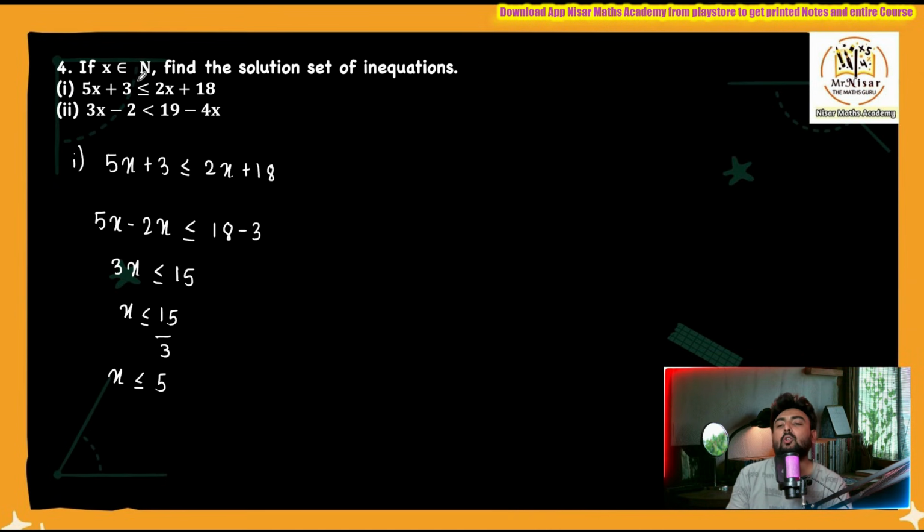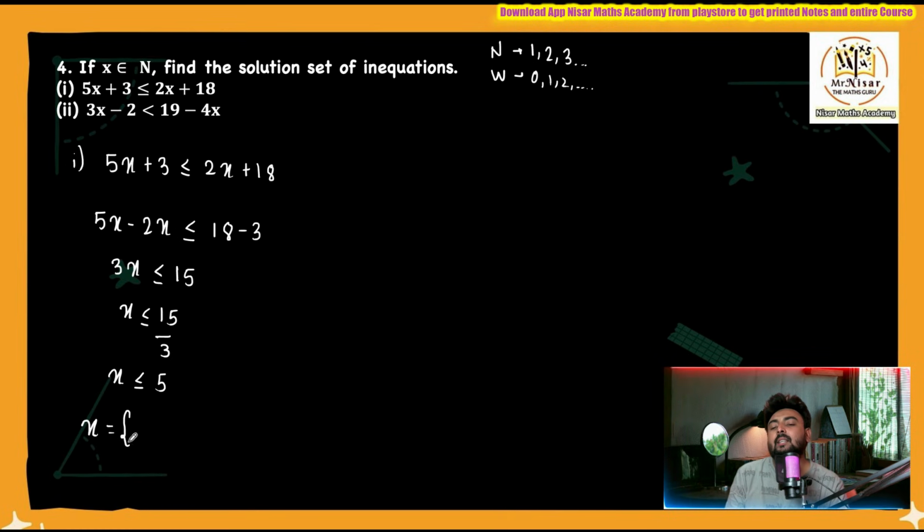And your x belongs to natural numbers. Now see, you should be aware of natural numbers and whole numbers, children. Natural numbers start from 1, 2, 3 and so on. Whole numbers start from 0, 1, 2, 3 and so on. So now x belongs to natural numbers. What will be the values of x? The values of x should be less than or equal to 5. So the first value of x will be 1, then 2, then 3, then 4, and it is equal to 5 also.